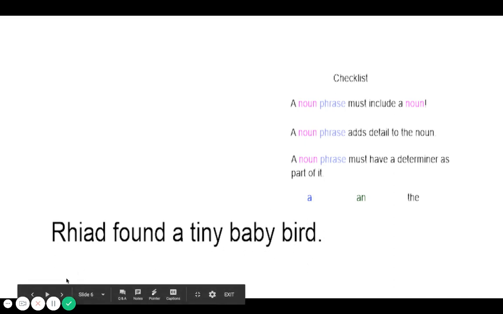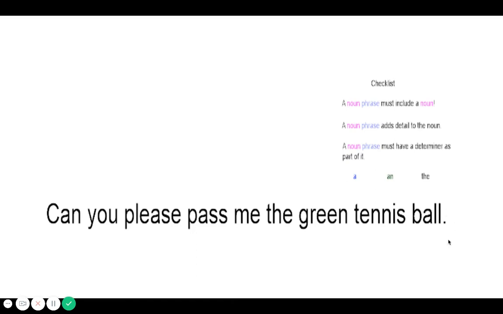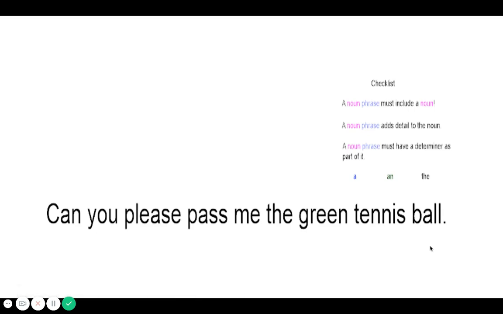Let's look at the next one. Can you please pass me the green tennis ball? So if we look at our checklist, we know that the first thing we are searching for in a noun phrase is, of course, a noun. So here we have it, tennis ball. We've spotted our noun straight away. And then the second thing we need to think about is there anything there which is adding extra detail to that noun? And we know here that it's green.